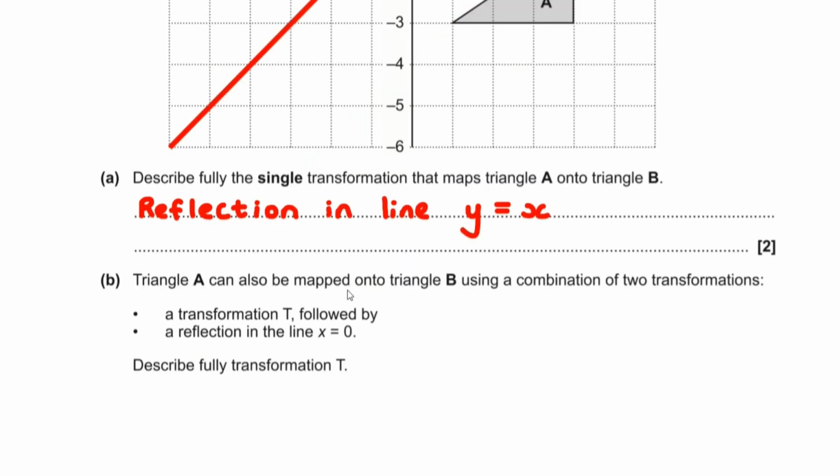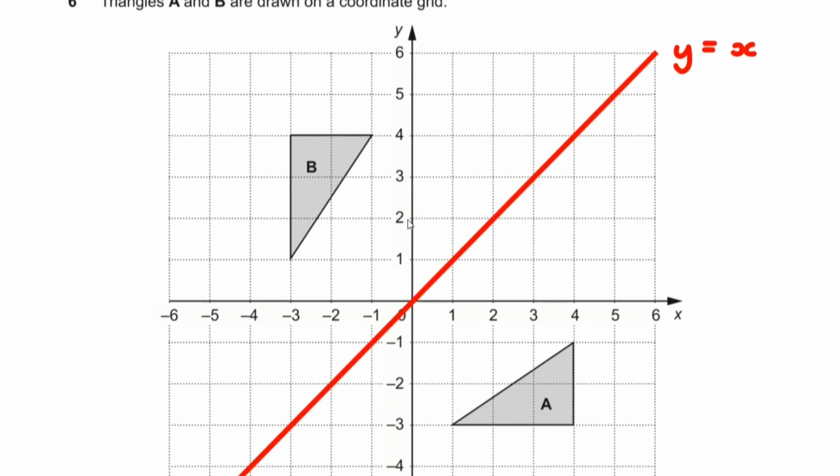Part B, triangle A can also be mapped onto triangle B by using a combination of two transformations. A transformation T followed by a reflection in the line x equals 0. We have to describe fully transformation T. Well, to do this question, what we have to do is work backwards. So, for us to work backwards, let's start off with this reflection in the line x equals 0. Here's the line x equals 0, and if I reflect B, we have B dash.